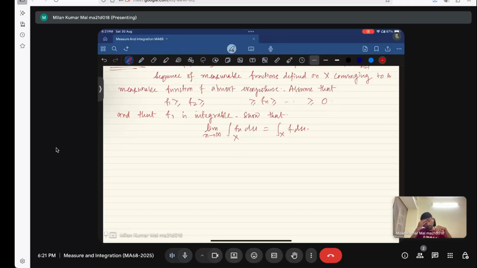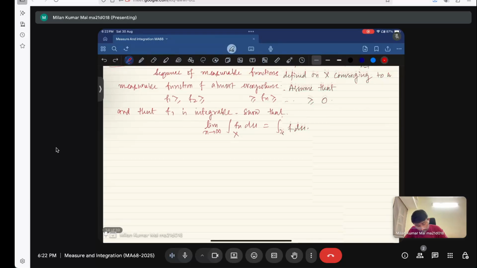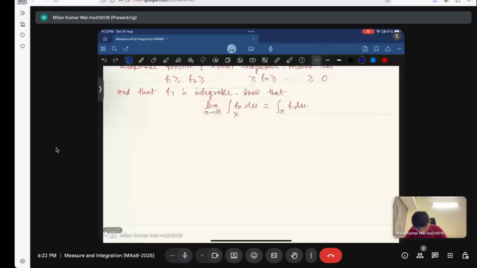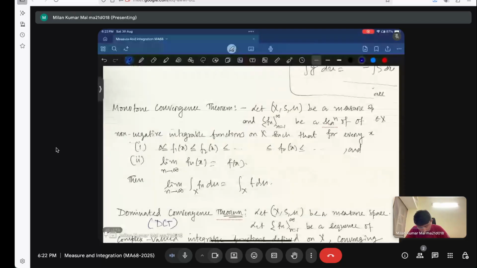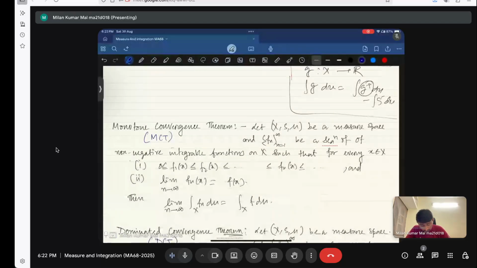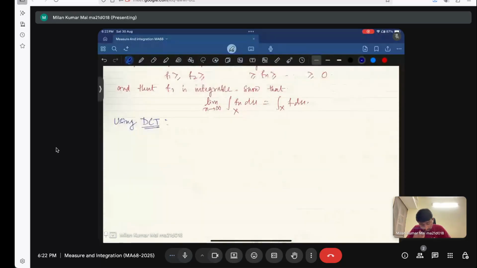First of all, we can use the dominated convergence theorem, where we don't need this one. If I want to use the dominated convergence theorem, then we don't need it to be greater than 0. So let's try using the dominated convergence theorem, DCT. We will write DCT for dominated convergence theorem, and MCT for monotone convergence theorem. Okay, so using DCT, what does it say?